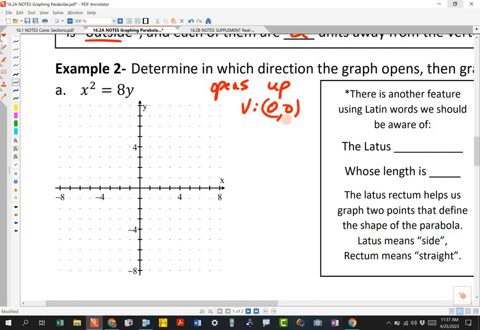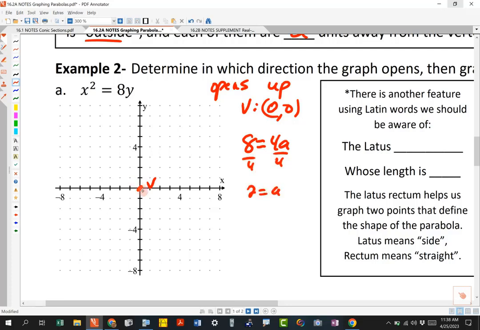Then what I do is I take this. That number right there is really important. 8 is equal to 4a, and I need to know a because a is the distance from the vertex to the focus and the vertex to the directrix. So I know I've got a vertex right here. What I need to figure out is how far I have to go to get to the focus. So I'm going to divide both sides by 4, and I get 2 equals a.